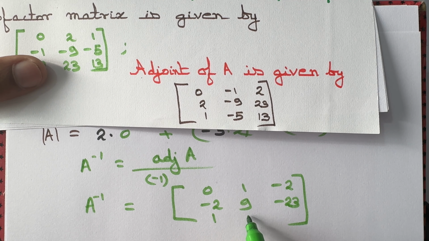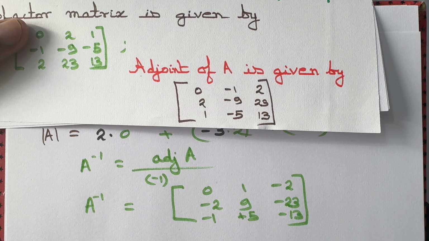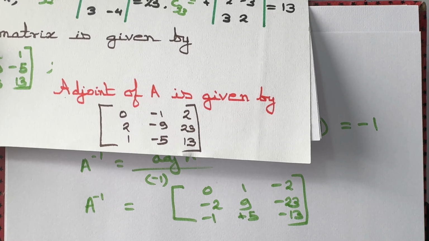1, minus 1 plus 5 minus 13. Did we change the sign? Yes. Did we change the sign? Yes. Did we change the sign? Yes. Okay, we did find the A inverse.